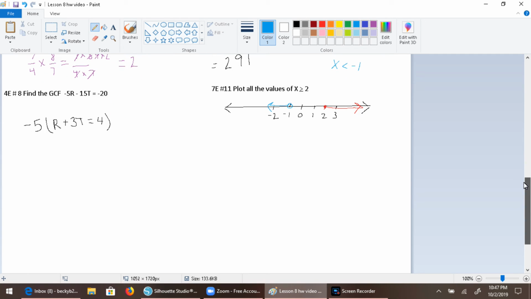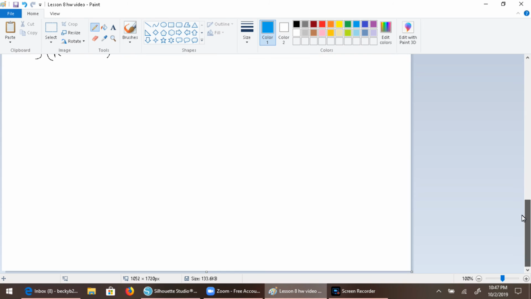Okay, those are all the examples from the homework. Don't forget what is due on Monday. I had it typed up, but it disappeared. So what is due?